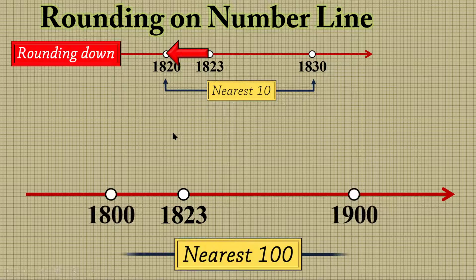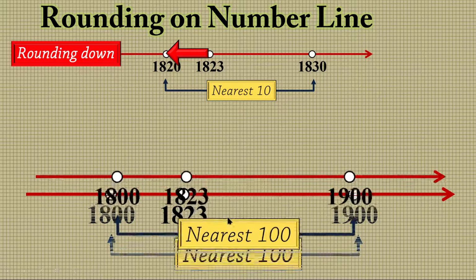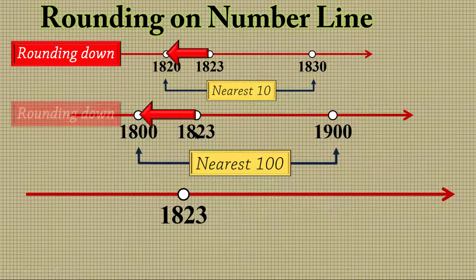If the rounding is going to be to the nearest 100, the before and after stations will be 1800 and 1900. So again, I will take the previous station. It will be rounding down again. The answer will be 1800.